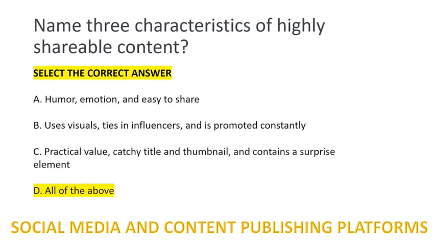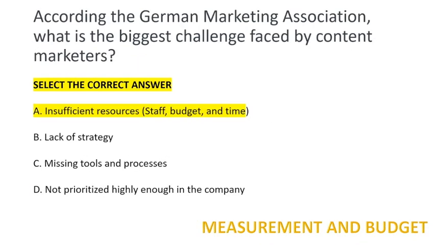B. Uses visuals, ties and influencers, and is promoted constantly. C. Practical value, catchy title and thumbnail, and contains a surprise element. According to the German Marketing Association, what is the biggest challenge faced by content marketers? A. Insufficient resources, staff, budget, and time.